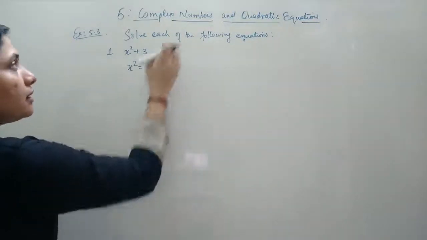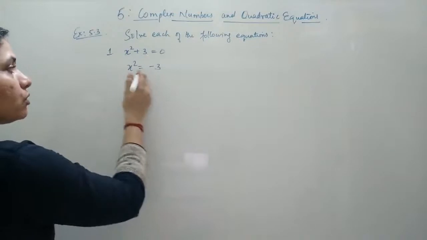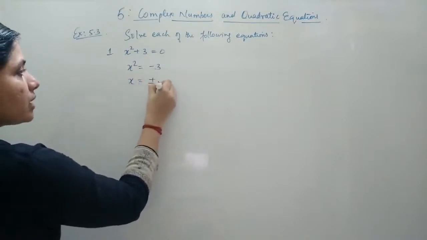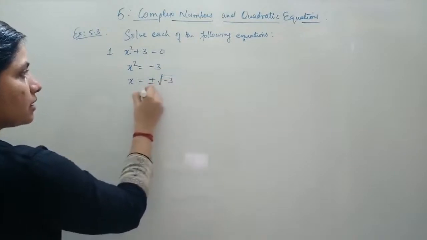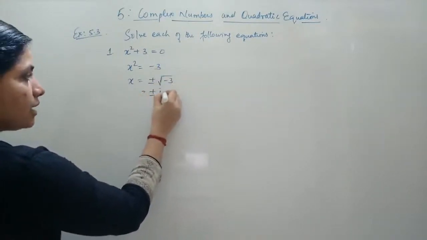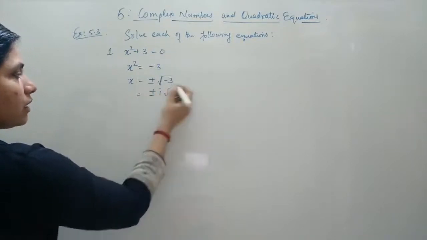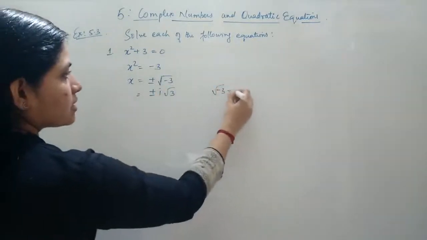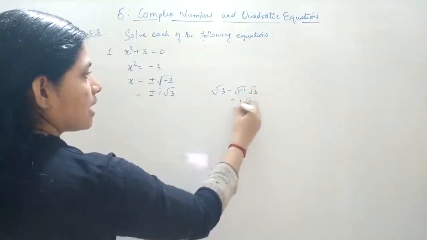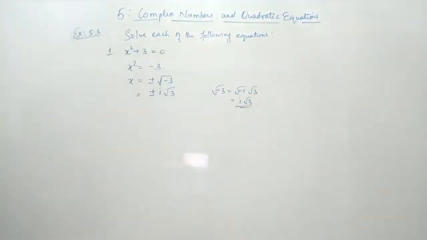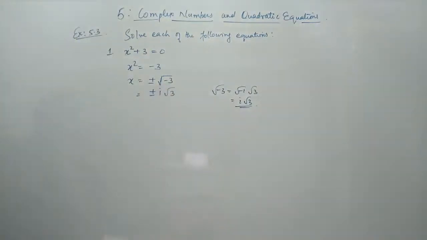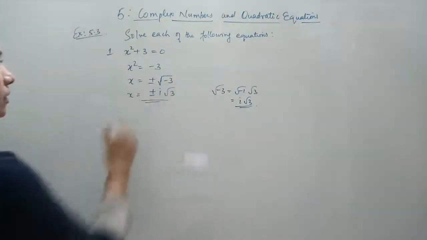But here, in this case, x square equal to minus 3 means x is equal to plus or minus root of minus 3. Root of minus 3 means it is plus or minus i root 3. How? Because root of minus 3 is root of minus 1 into root 3, and root of minus 1 is denoted as i, so it is i root 3. So your solutions are plus i root 3 and minus i root 3.